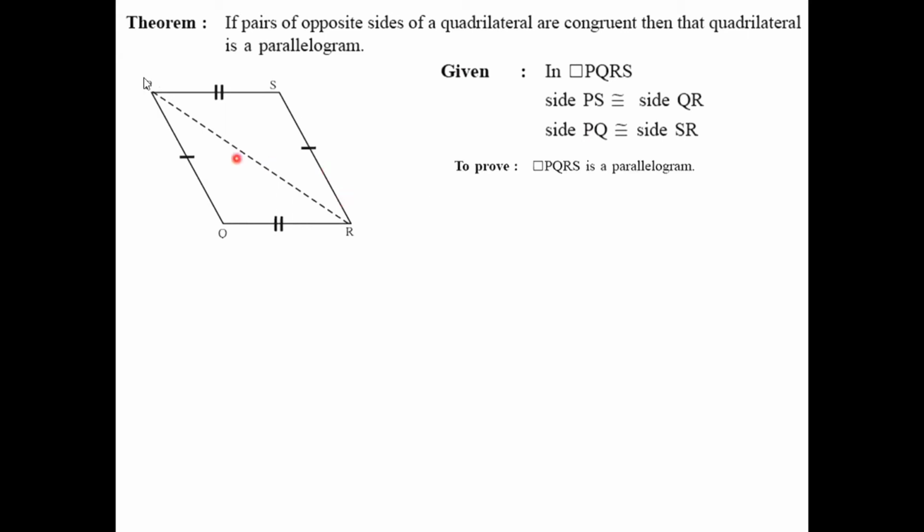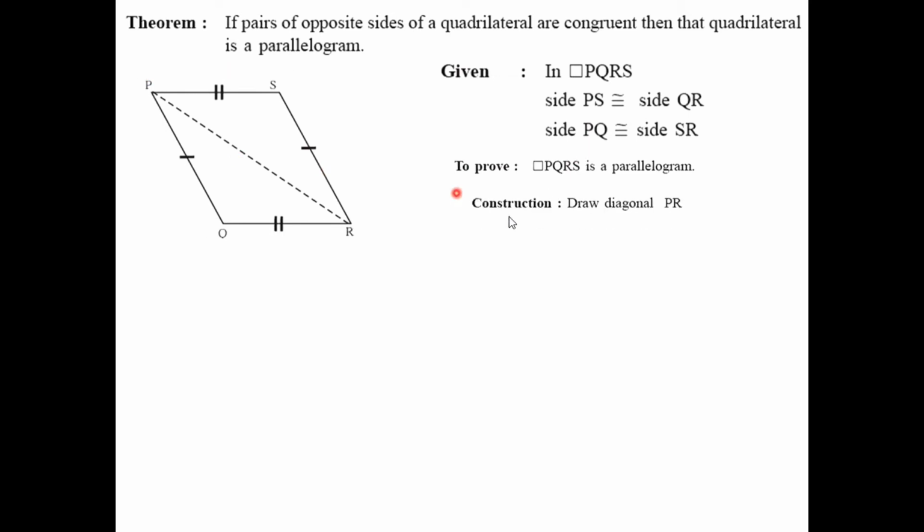To prove this theorem, we need a diagram. So let us consider quadrilateral PQRS. It is given that in quadrilateral PQRS, side PS is congruent to side QR, as these two are opposite sides of the quadrilateral. There is another pair of opposite sides PQ and SR, which is also given to be congruent. So PQ is congruent with SR. So it's given, and from this we have to prove that the quadrilateral PQRS is a parallelogram.